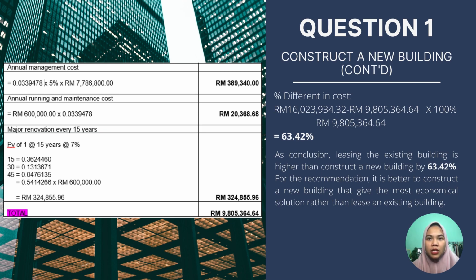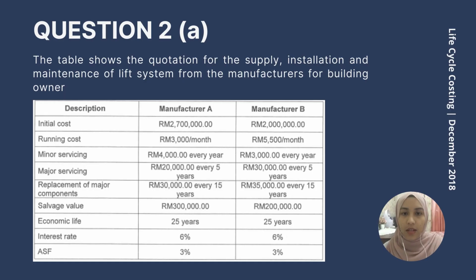So it will be 15, 30 and 45 years. The numbers need to be added up and then multiplied with the cost of building work to get the amount. So the total cost to construct a new building is stated in the slide. The percentage difference in costs achieved is 63.42%. This shows that leasing an existing building is much higher than constructing the new building. Thank you, and I will pass to the next presenter.